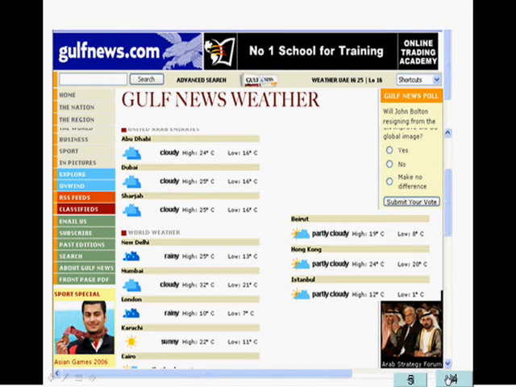As you can see, if you just look at the cities very quickly, you will find that we have Abu Dhabi, Dubai, Sharjah, and then we have world weather: New Delhi, Mumbai, London, Karachi, Cairo also is there. Then we move to Beirut, Hong Kong and Istanbul. So if you look very quickly, you will find that it's not only from the Arab world, it's not only from the Gulf cities, but it has cities all over the world.